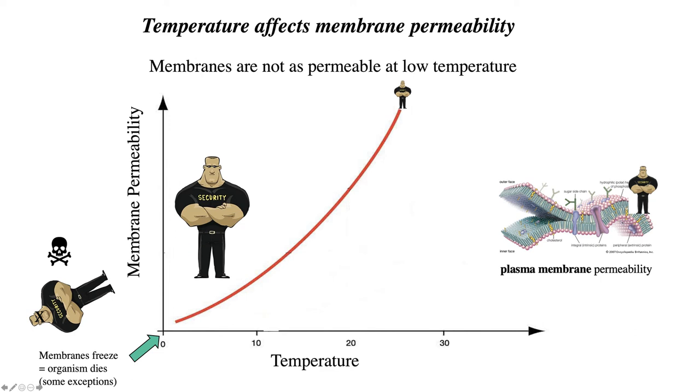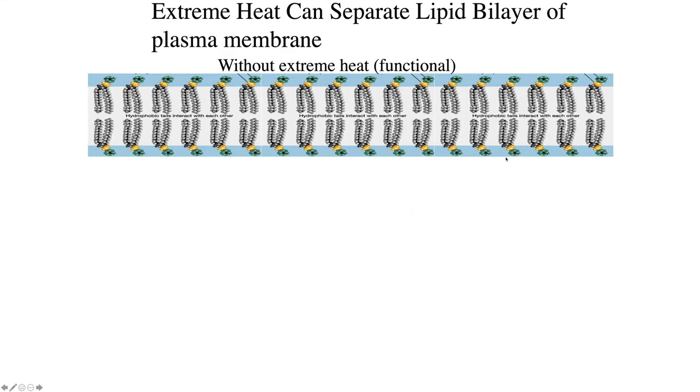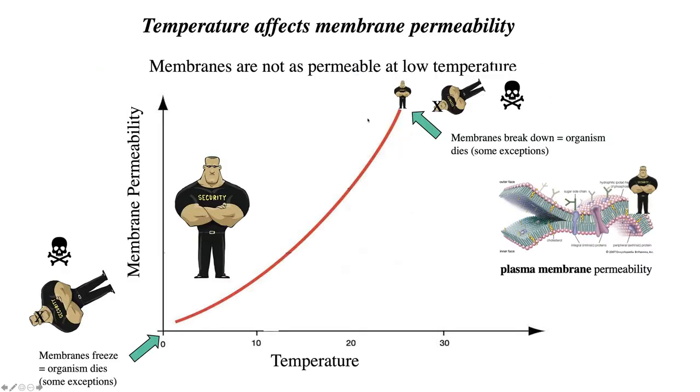And if you get down to 0 degrees where organism membranes freeze, typically an organism dies. So there are some exceptions to this that we'll talk about later, but once a membrane freezes, you're done. And in addition, if you get to really hot temperatures, membranes and their bonds begin to completely break down, and the organism typically ends up dying if the membrane completely disassociates. And there are some exceptions to that too that we'll talk about. So when we talk about extreme heat, we're talking about this sort of circumstance right here.